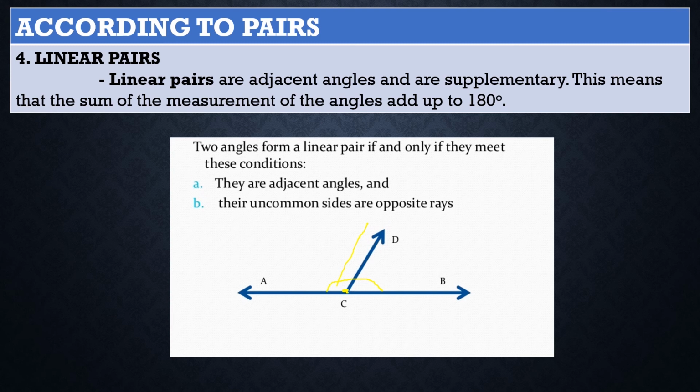So again, two angles form a linear pair if and only if they meet these conditions. Una, dapat adjacent angle sila. And second, their uncommon sides should be opposite rays. So dito, yung uncommon sides nila would be ray CA and ray CB. So yung dalawang sides na ito ay opposite rays. So again, lahat ng linear pairs ay adjacent angles, pero hindi lahat ng adjacent angles ay linear pairs.